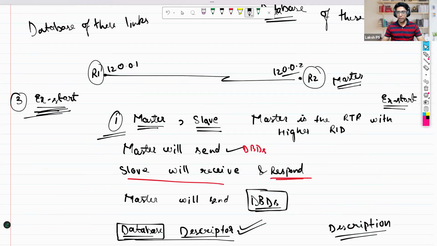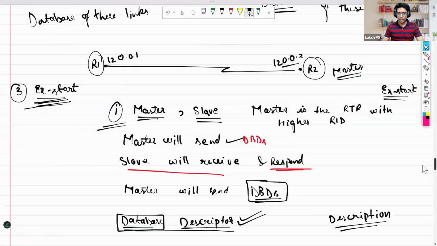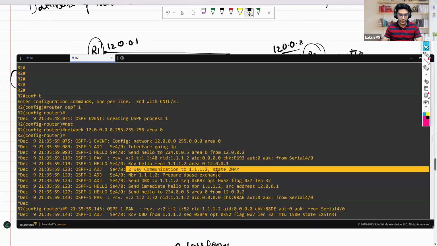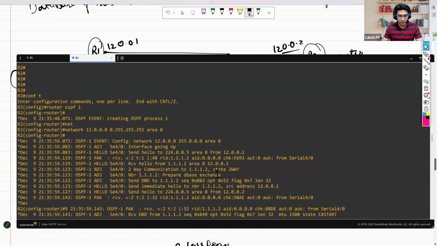In the ExStart state, what are the three parameters that are negotiated? Who will become the master and who will become the slave, right? Master is the router which has a higher router ID, correct? This is what we are discussing. So you can see here that it says preparing database exchange. Here it is preparing the exchange of database.